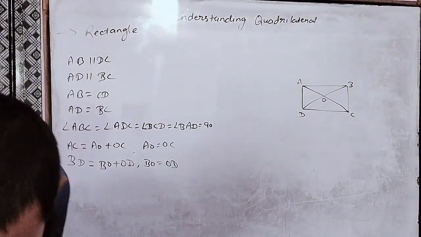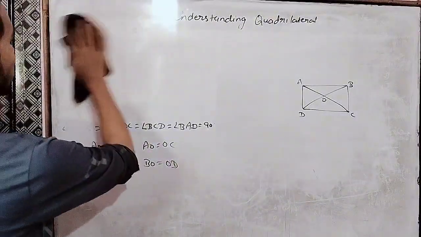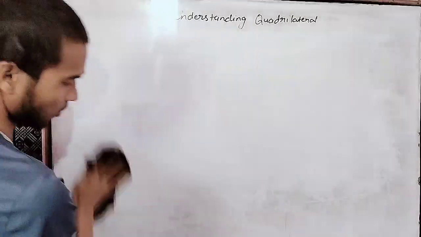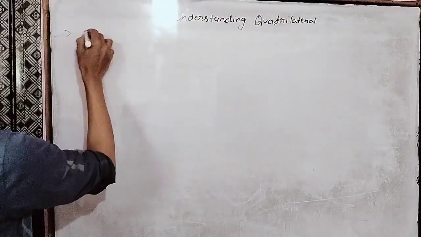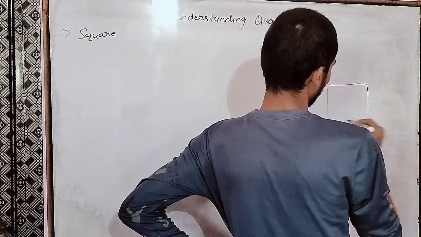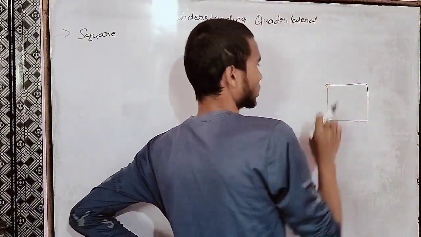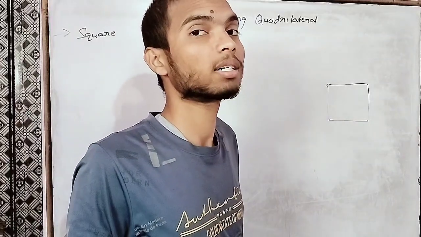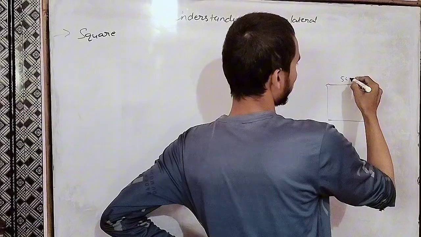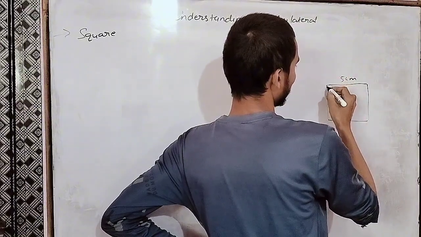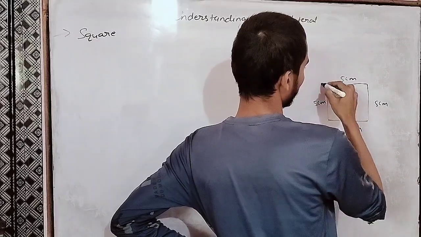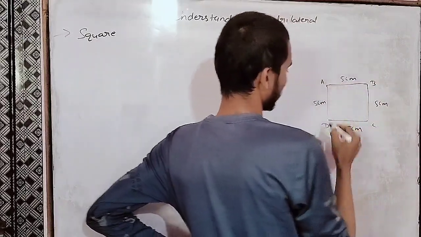Now a square. You are familiar that a square has four sides, and the four sides are equal to each other. So this is 5 centimeters, and as well this will be 5 centimeters, this will be 5 centimeters, this will be 5 centimeters. A, B, C, D.